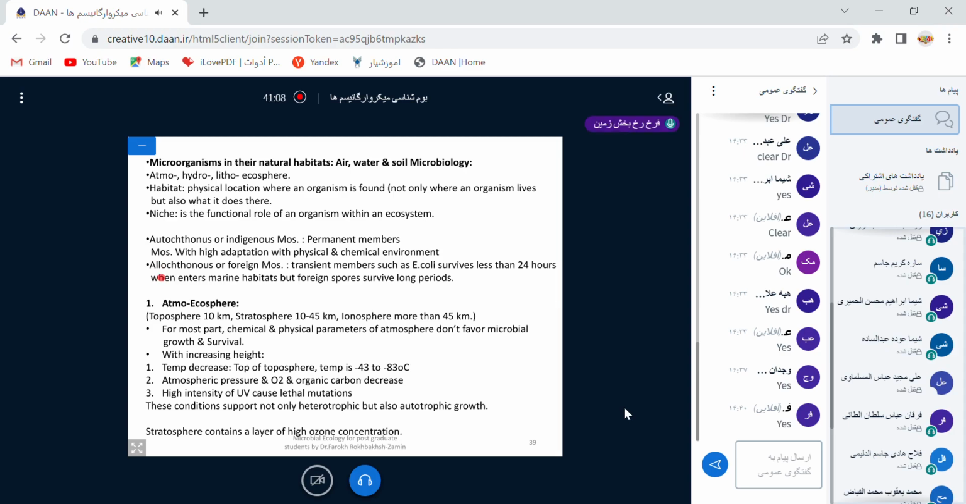Allochthonous or foreign microorganisms. If some microbes from soil you transfer to water. So microbes of soil cannot live in the ocean. Microbes of the ocean cannot live in the soil. Microbes of soil and water cannot live in the air. So we call them allochthonous or foreign microorganisms.